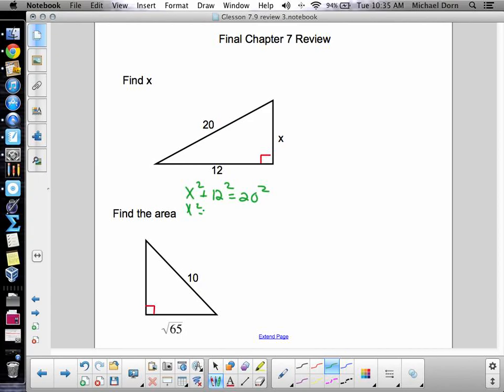So x squared plus 144 equals 400, so that's 256. So x is the square root of 256. And before I start to try to simplify that and break it up, is that a perfect square? Yes, it is. What is that? 16.